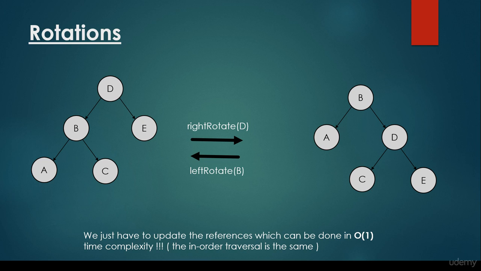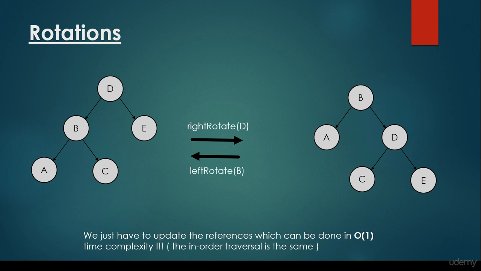What does it mean? For example, we have root node D, it has a right child E, and it has a left subtree with B, A, and C. We can come to the conclusion with the help of the height parameters that the tree is unbalanced. Then we have to make these rotations. And it's very important that we just have to update the references, which can be done in O(1), so constant time complexity.